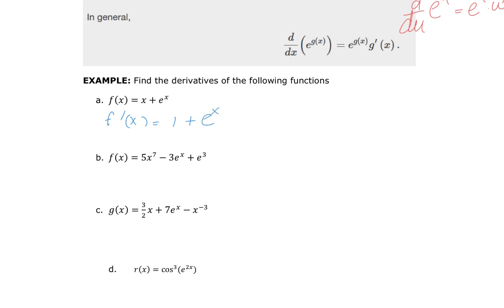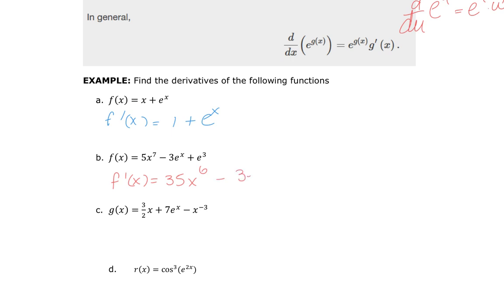We love that. For my next function, f prime of x, I'm going to use the power rule. So I'm going to do 7 multiplied by 5, which is 35x. Losing a power, dropping a power, subtracting a power. So it'll be x to the 6.